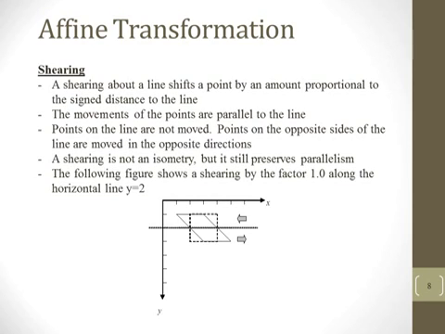A shearing is not an isometry since it doesn't preserve angles and the length of sides. It only preserves parallelism. The following figure shows a shearing by the factor 1 along the horizontal line y equals 0.